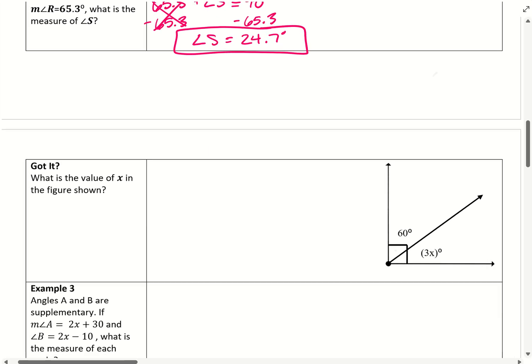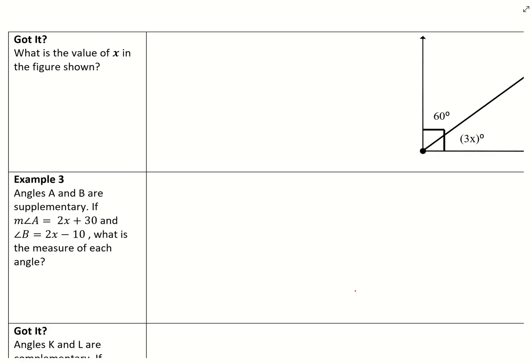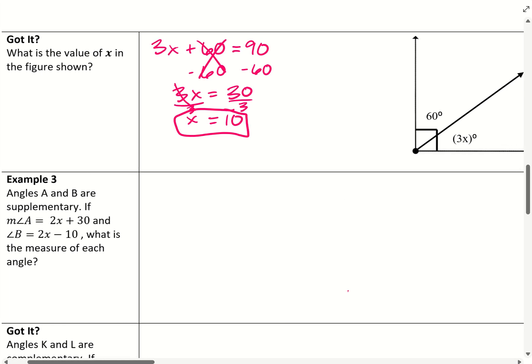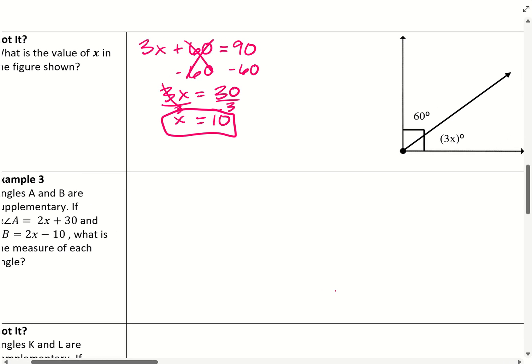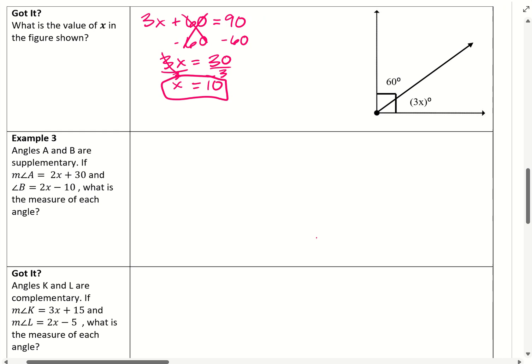Okay, go ahead and do the got it problem right here on the back of your notes page. And go ahead and pause the video so that you can do that and then check your solutions afterwards. All right, so on this one it asks us to find the value of x. We do not need the value of the angle, but we do know that it's going to be 60 plus 3x equals 90, since those two angles are complementary. They add up to 90 degrees, and then we just solve from there. So that's just a two-step equation. Okay, probably on these the hardest part is your setup, because you guys are pretty good at solving equations.